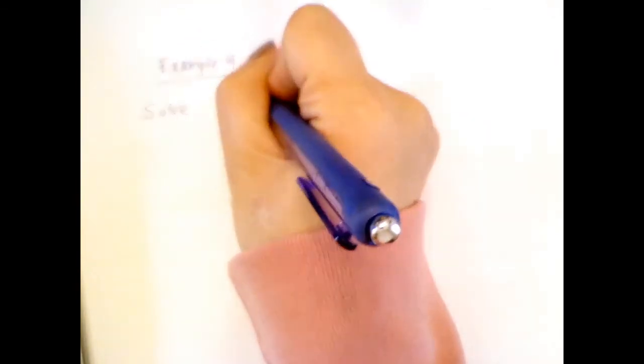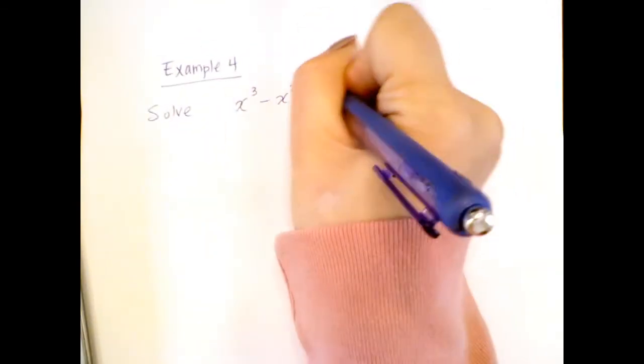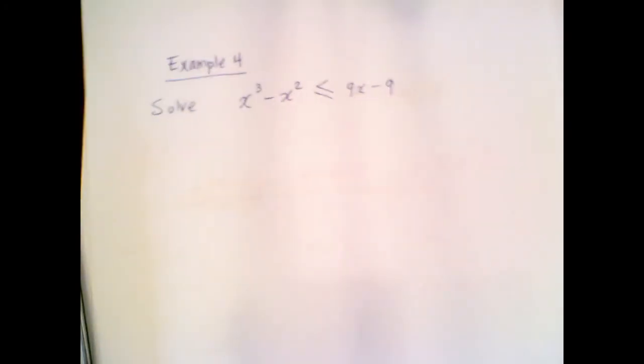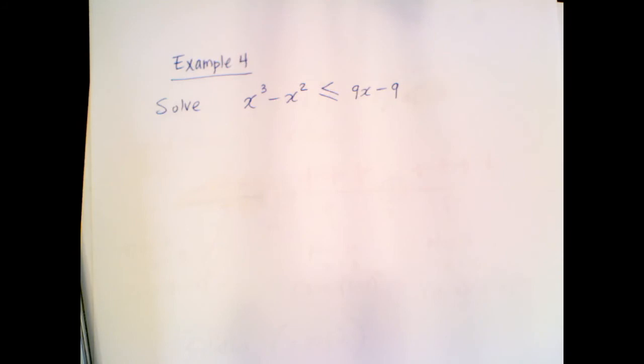Example 4. I'm going to give you a polynomial that you're going to have to do some work on before you can see or find the zeros. So here you go. Write down: solve x cubed minus x squared is less than or equal to 9x minus 9. Now for this one, you see it's not easy for us to just look at it and find the zeros because it's not factored yet.